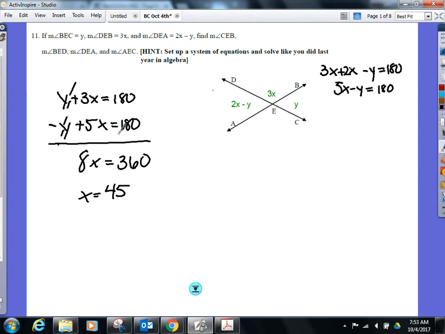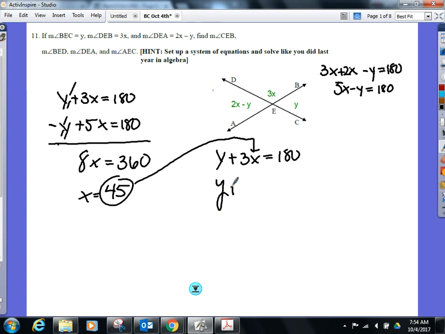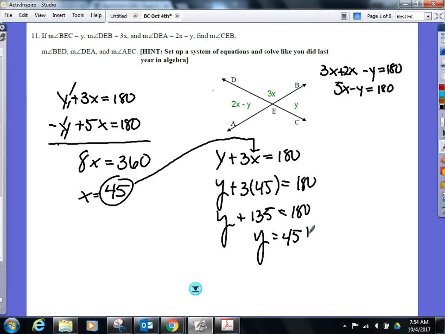Now that I got x, how do I find y? Pick one of the equations we just came up with. So let me take y plus 3x equals 180. Take 45, substitute it in for x. Now I have y plus 3 times 45 equals 180. Solve for y. y plus 135 equals 180. And y also comes out to be 45.